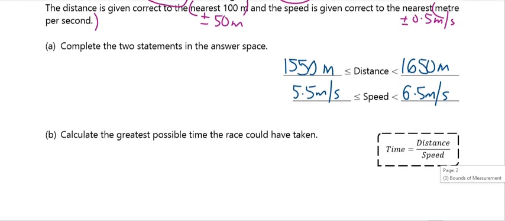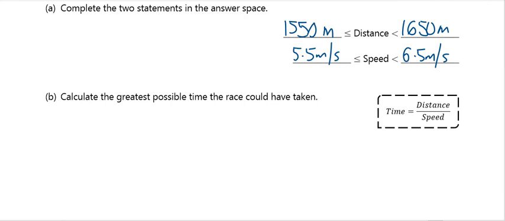Usually for the O-level exam, part A will help you to answer part B. So here, let's have a look at part B. Calculate the greatest possible time the race could have taken. Here you are given the distance and speed, and you know your upper bound and lower bound already. So you just have to apply this formula. Since speed equals distance over time, exchanging time with speed, you will have time equals distance over speed. Since you are going to find the greatest possible time, it means that you are going to find the upper bound for time.